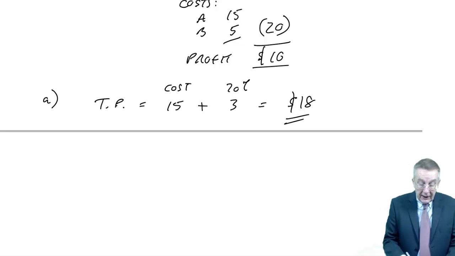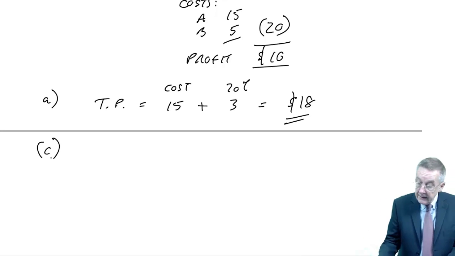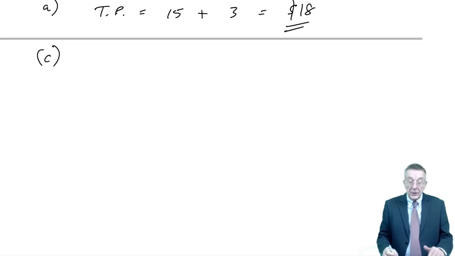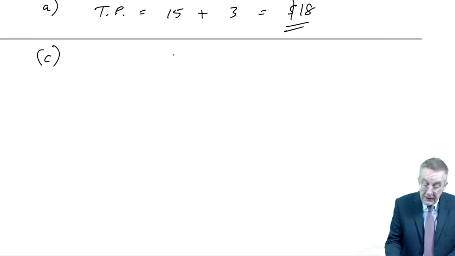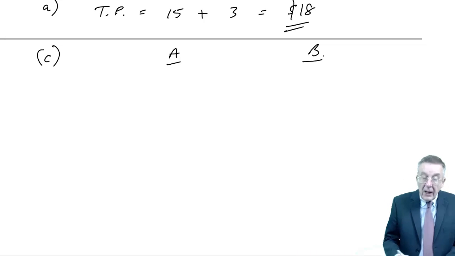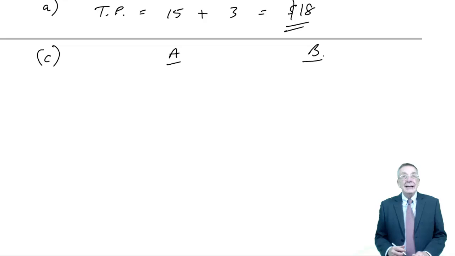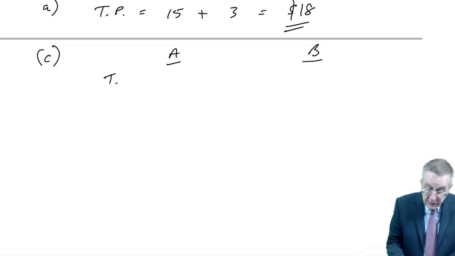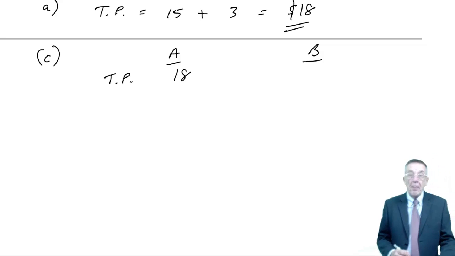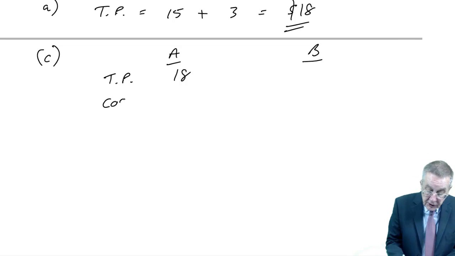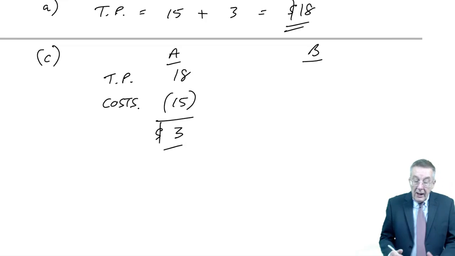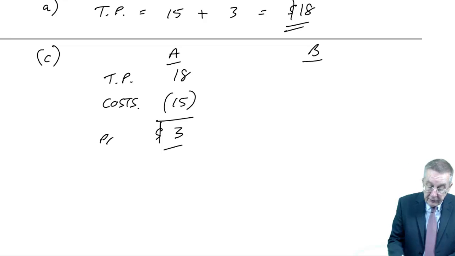Now we've got a transfer price. We can do part C and see how much profit each division separately reports, again on a per unit basis. As far as A is concerned, they effectively are selling to B at 18, so the transfer price is their revenue. The costs in division A are 15. And so they're reporting a profit of $3 a unit.